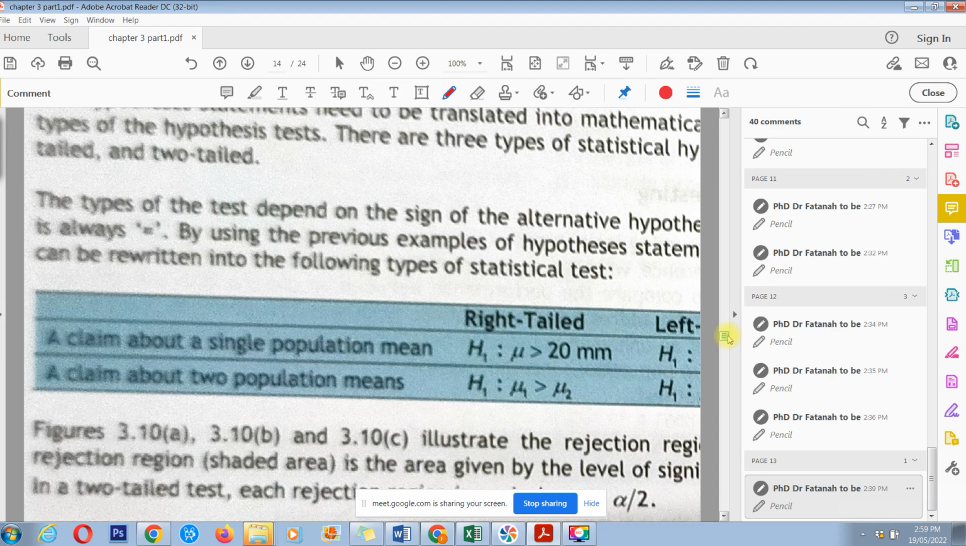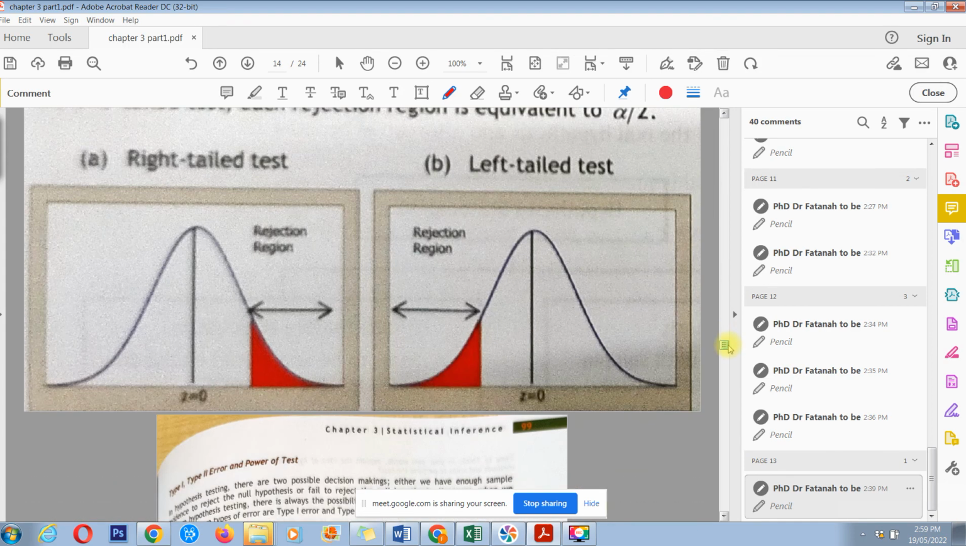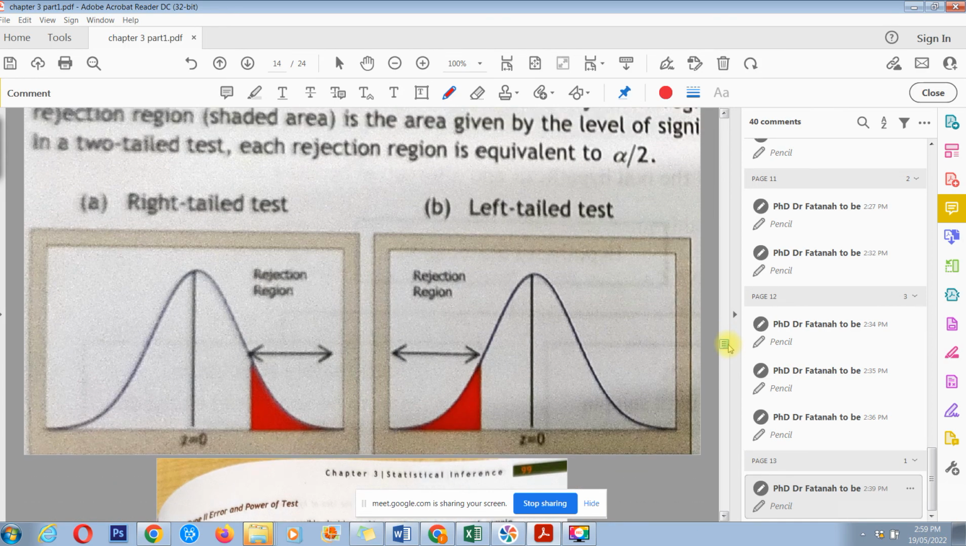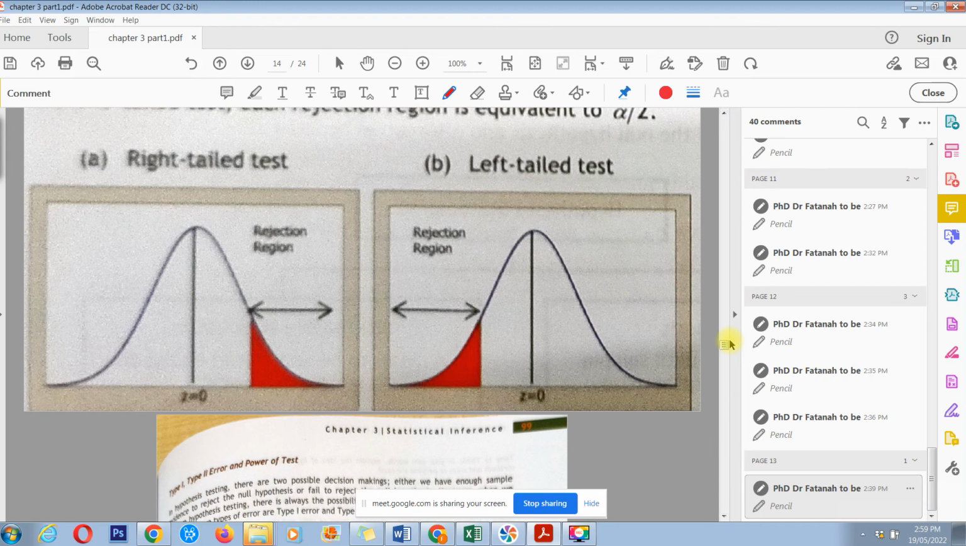Another important thing is we need to identify what type of test we want to use. We have three types: right tail test, left tail test, and two tail test. This affects how you construct the hypothesis. Okay, clear?